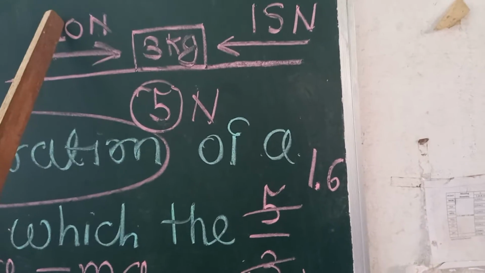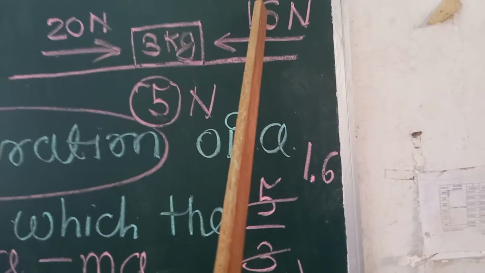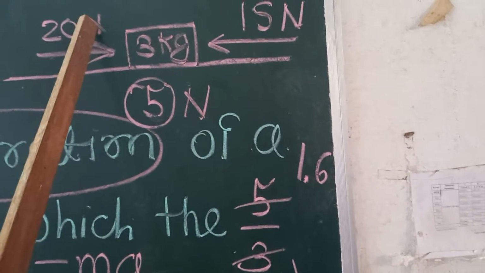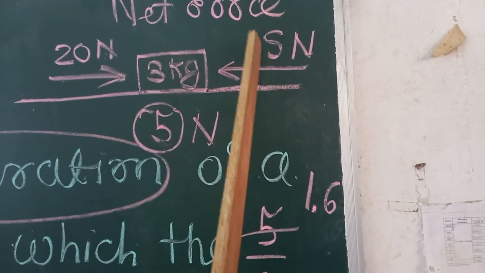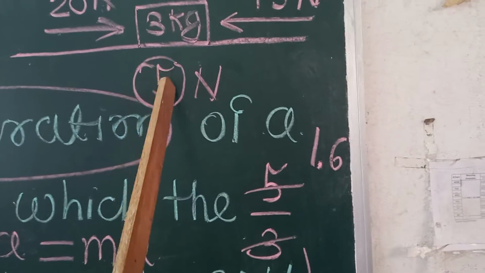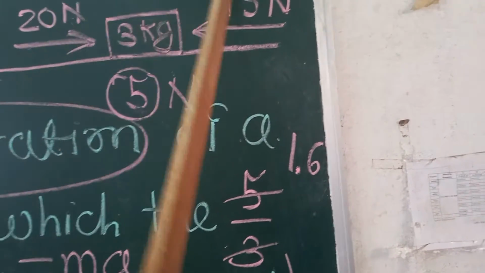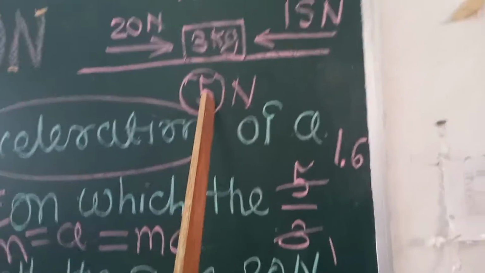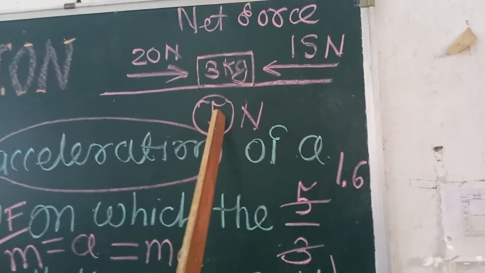Higher force minus the lesser force. What is the answer? 20 N minus 15 N is 5 N. This is the net force, 5 N. So all of you got how we have calculated the force here.